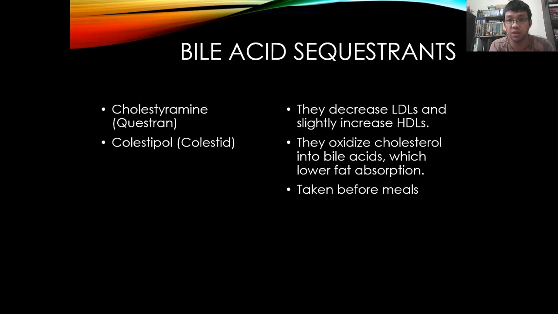Bile acid sequestrants, they significantly decrease the bad cholesterol, the LDLs, and increase the good cholesterol, the HDLs. Examples of these are cholestyramine, Questran, and colestipol, Colestid. They bind cholesterol into bile acids, which lower fat absorption. And take note, this should be taken before meals. Bile acid sequestrants should be taken before meals. We should advise our patients this.